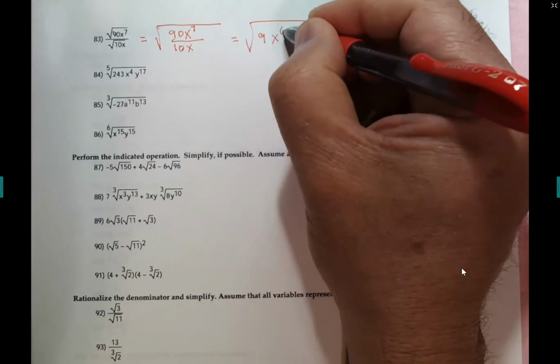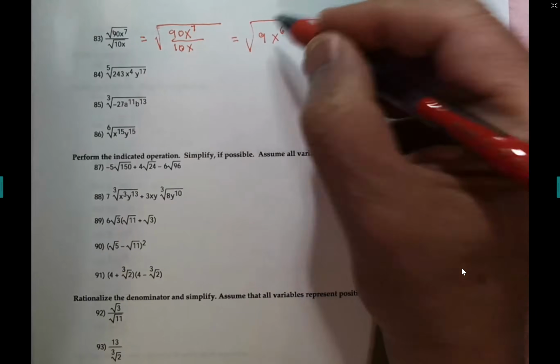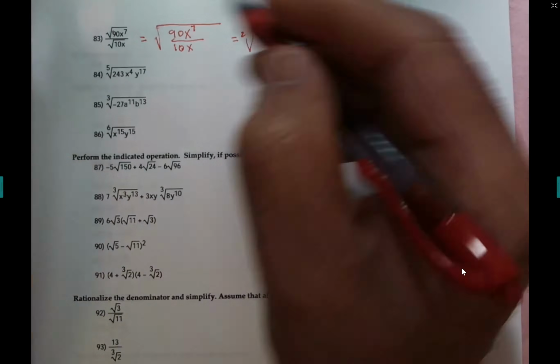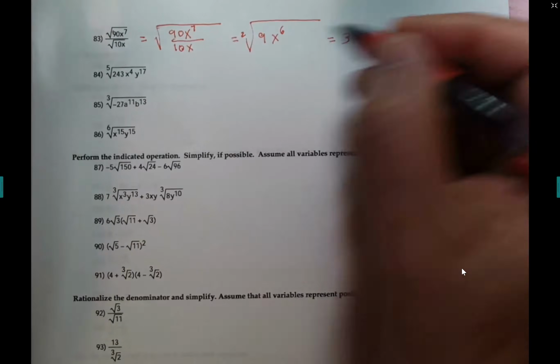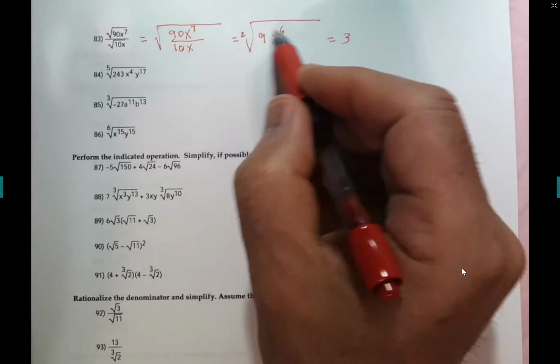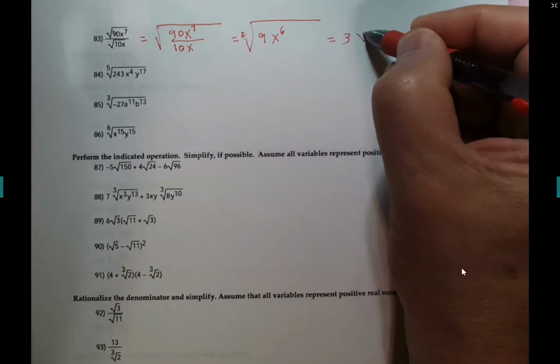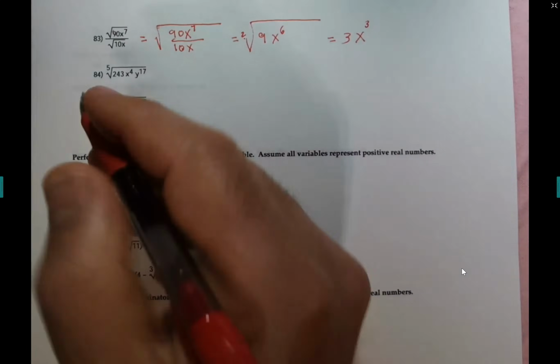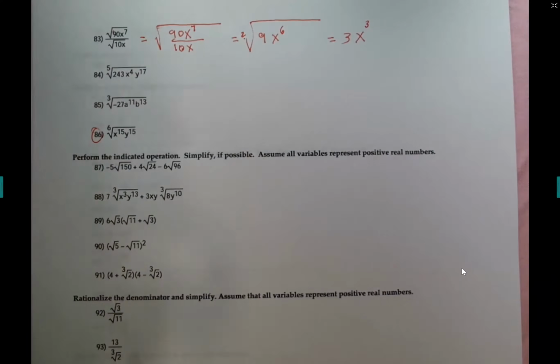to the 6. Okay. Now square root, there is no index here, it means 2. What's the square root of 9? It's a 3. And what's the square root of x to the 6? As I told you guys, just take 6 and divide it by 2. That would be the answer. x to the third. 86. Just do one more.